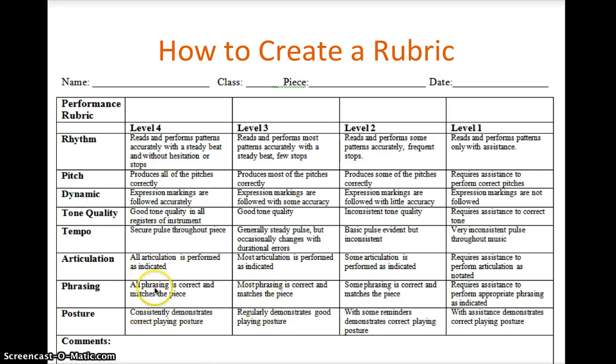Or look at phrasing. All phrasing is correct and matches the piece. Most phrasing is correct and matches the piece. Some phrasing is correct and matches the piece. Or no phrasing is correct and matches the piece. Notice how just that one word is tweaked.